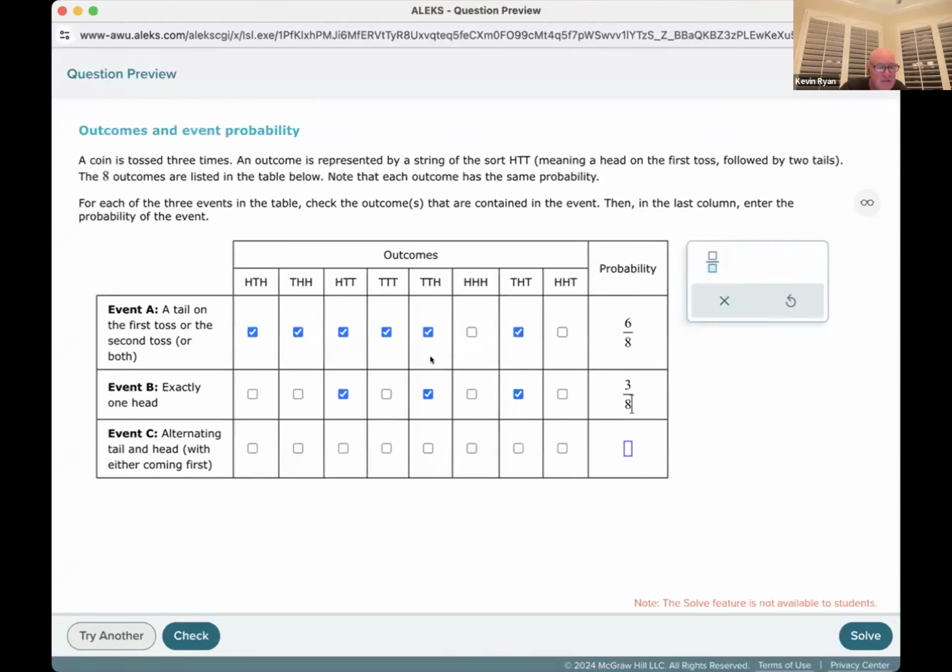Alternating head and tail with either coming first. Okay, so just purely alternating. So I'm seeing here. No, no, no, no, no, no, no, yes. Oh, I'm just seeing 2. 2 out of 8. All right. Any questions there?